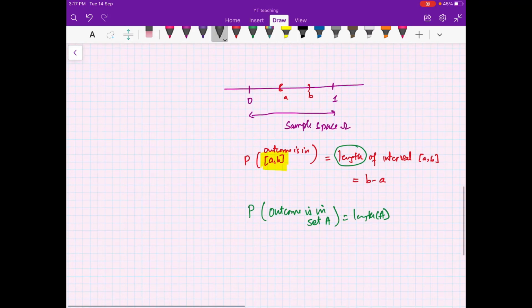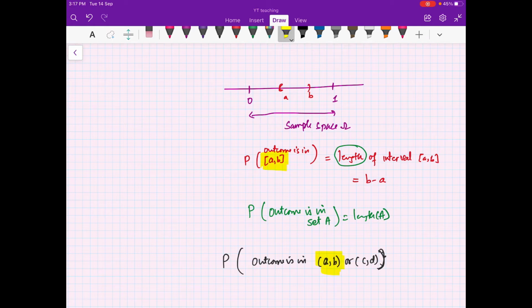Now if I ask you what is the probability that the outcome is in the set, say, a b or c d, it means that your event is that it should be either in a b or in c d. So how will you compute the length of this set? This is your set A. You will say b minus a is the length of this particular interval, plus d minus c, the length of this particular interval, right?